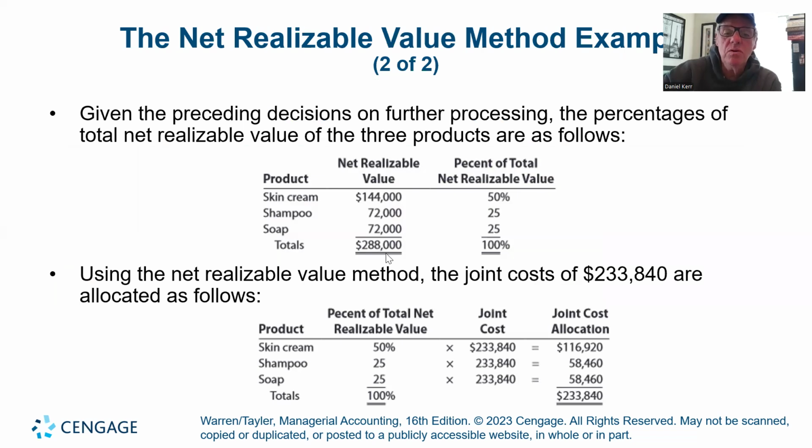So our joint costs remain 233,840. We use these percentages: 50% goes to skin cream and 25% goes to soap and shampoo. And notice, we've done our work correctly here. Here is the net realizable value, here were the joint costs. So we allocate the joint costs of 233,840, and we come up with those amounts based on net realizable value.